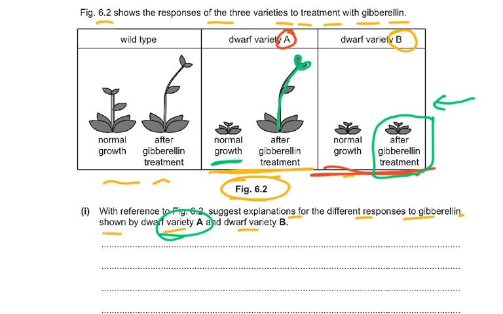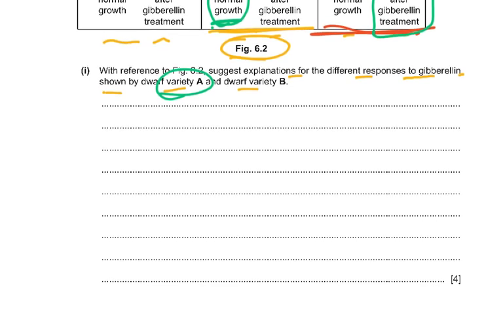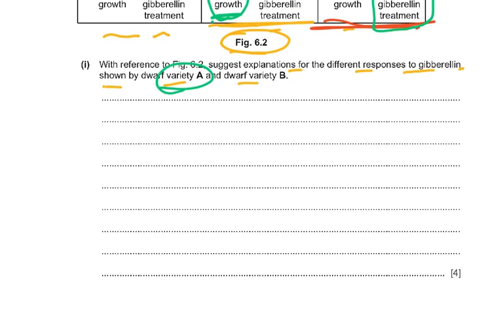So what we had to understand is that the dwarf varieties were supposed to remain dwarf. But when we applied gibberellin in A, the gibberellin binds to the receptor, the DELLA protein is broken down, and the transcription factor, or the PIF, is released, and this results in stem elongation or stem growth. This is how we had to answer this question. This is an explanation question worth 4 marks, so you have to give me explanations.